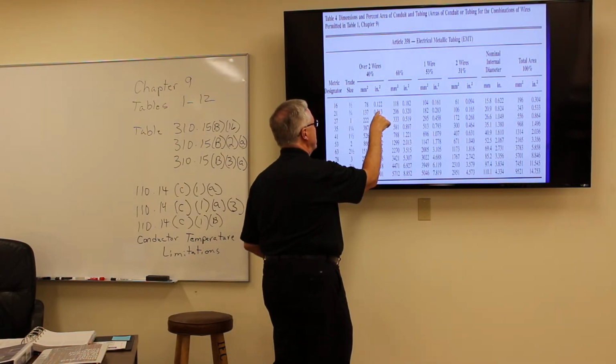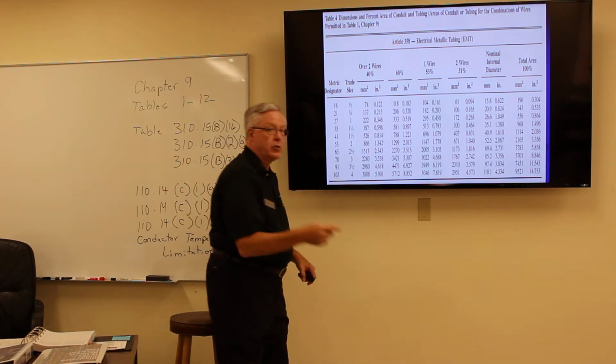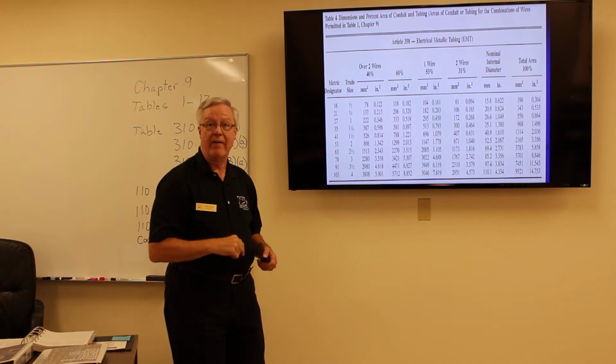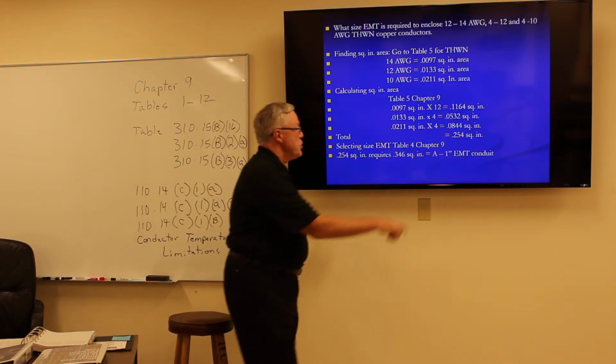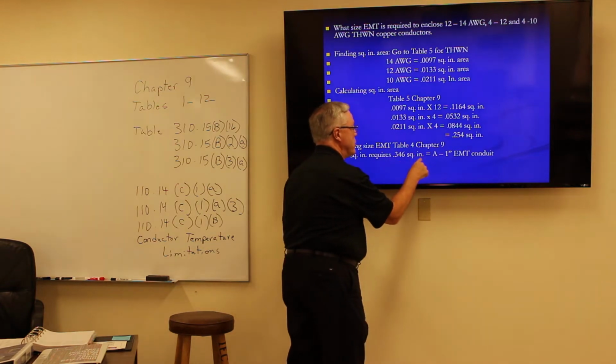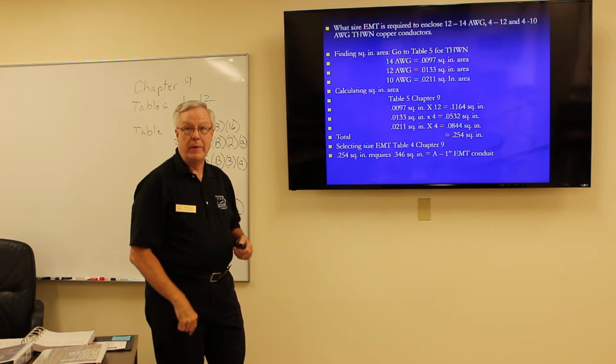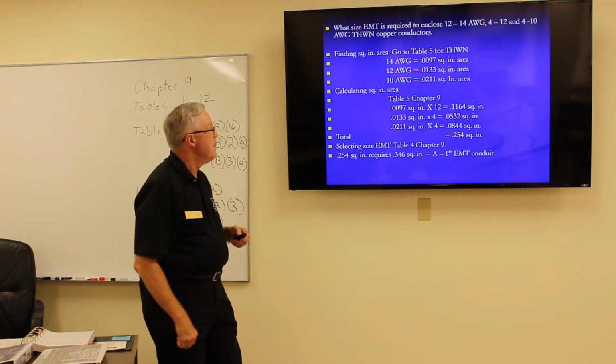We see that between 0.213 and 0.346 we would need at least 1 inch, because it can't be less. We would need to have it in a 1 inch conduit. So the 0.25 falls under the 0.34 square inches, and that would take 1 inch EMT conduit to be able to go inside of it.